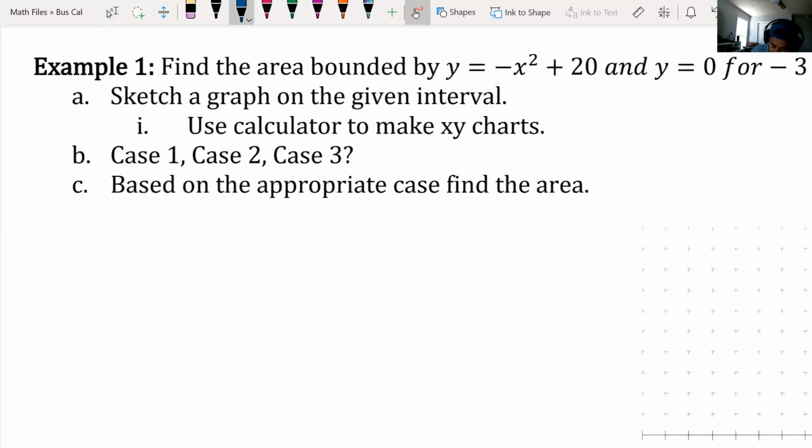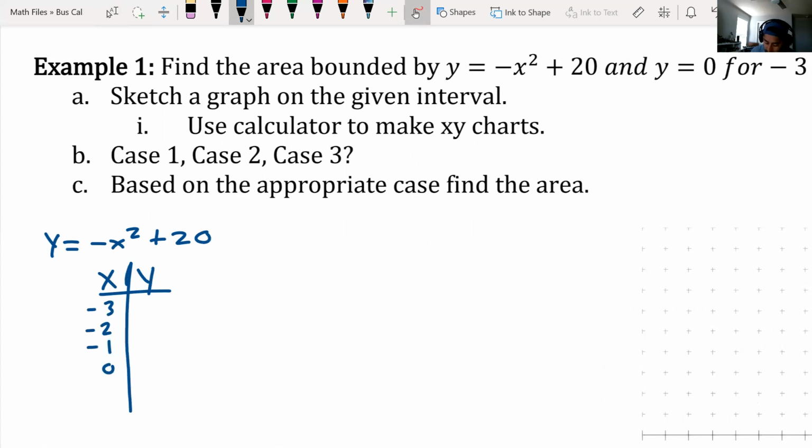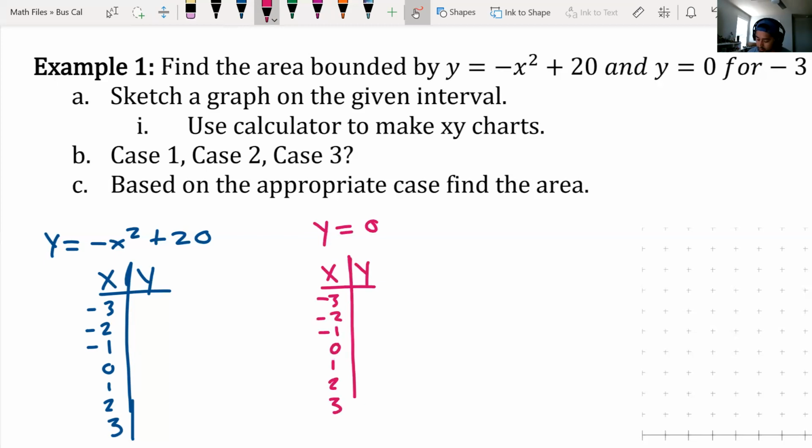So this is for y equals negative x squared plus 20. Here's my XY chart, and we're going to pick the numbers. It told us negative 3 to 3. So negative 3, negative 2, negative 1, 0, 1, 2, 3. And then why not build an XY chart for the next function? y equals 0. Here's XY, and again, negative 3, negative 2, negative 1, 0, 1, 2, and 3.